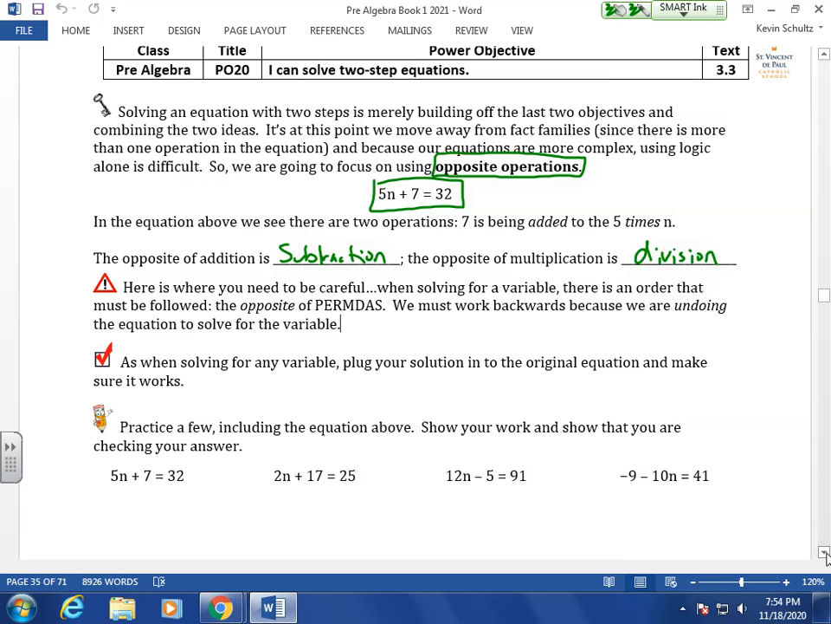Okay? And the biggest question that folks have for this is, well, which one do I do first? Do I subtract 7 first? Or do I divide by 5 first? Does it really matter? And the answer is yes, it does. Okay? Because we are undoing the equation, we're working backwards. Instead of adding 7, we are going to subtract 7. Instead of multiplying by 5, we're going to divide by 5. We're actually going to be doing the opposite of PEMDAS, meaning that we're going to work through PEMDAS backwards.